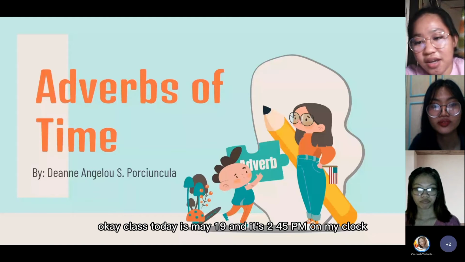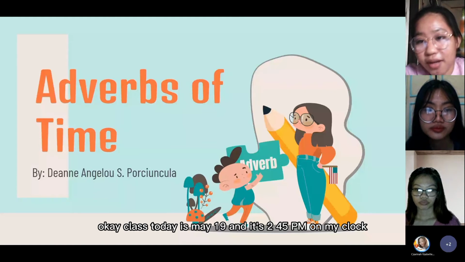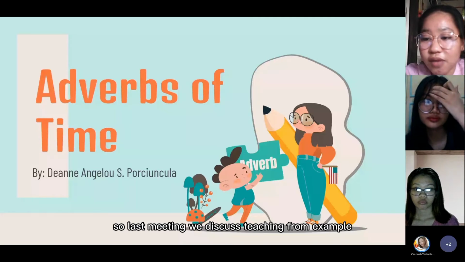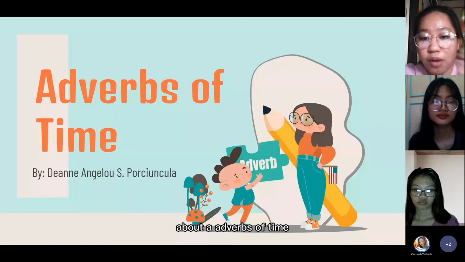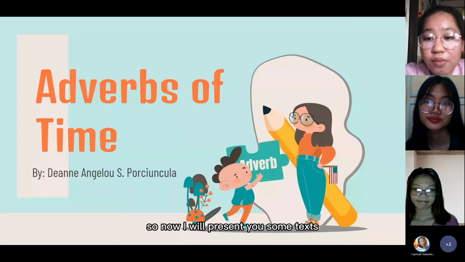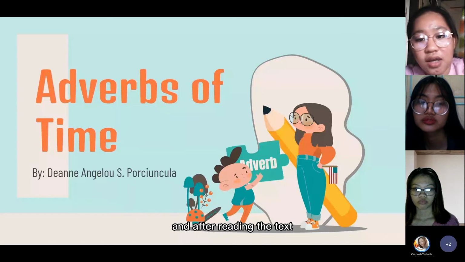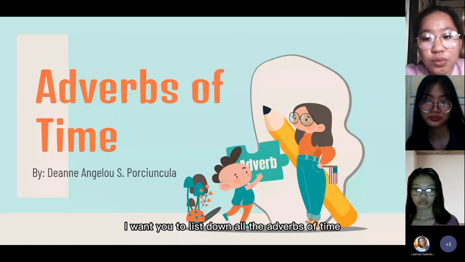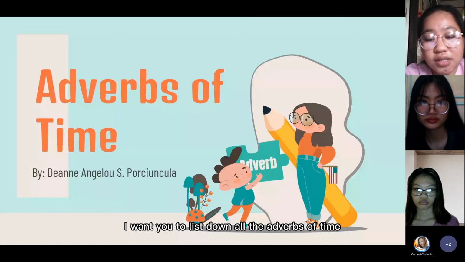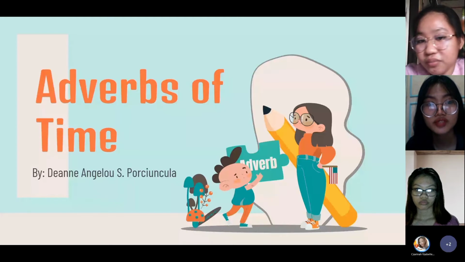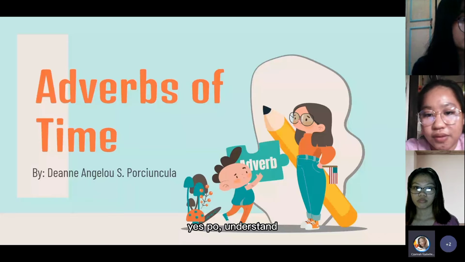Today is May 19 and it's 2:45 p.m. on my clock, and I have the perfect number of attendees for this class. Last meeting, we discussed teaching grammar from example about adverbs of time. Now I will present you some texts and I want you to read them silently for 3 minutes. After reading, I want you to list down all the adverbs of time that were mentioned. Is that clear? Yes, po, understood.